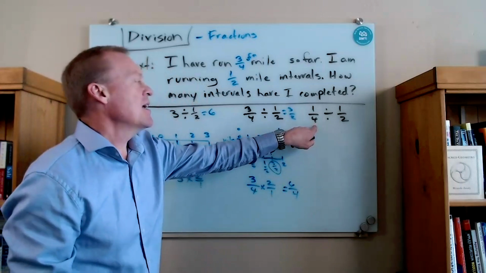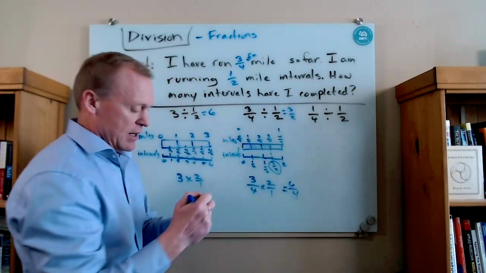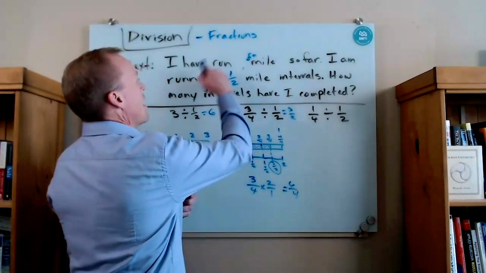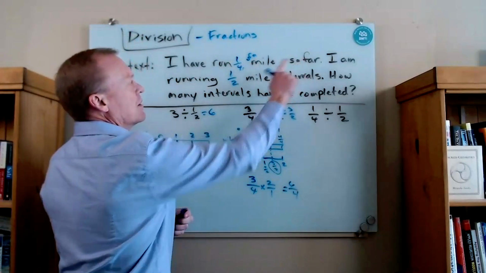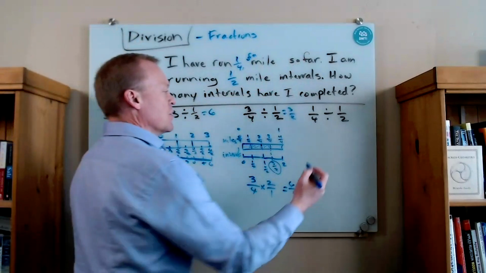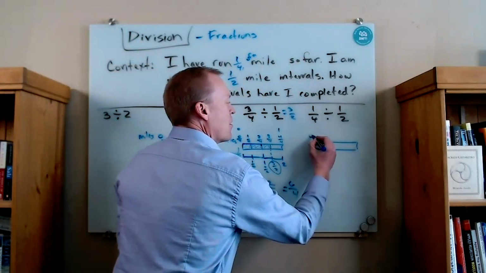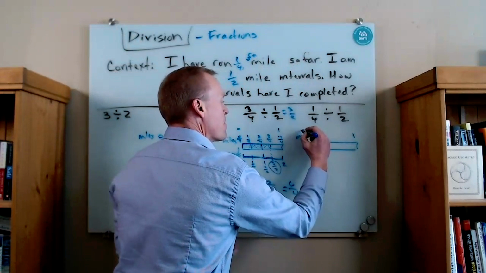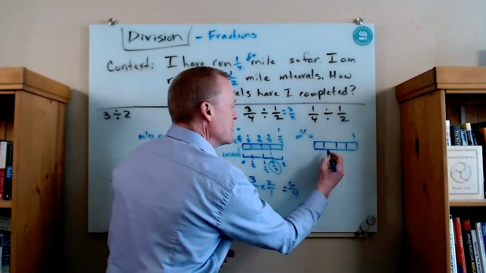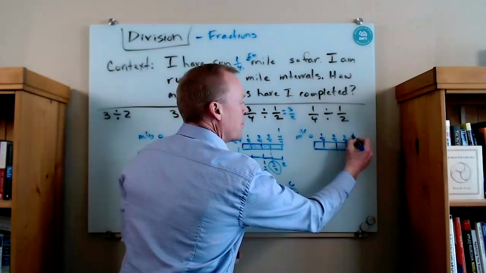Now the dividend is actually smaller. Let's take a look at what that looks like. Okay, now we're going to erase our numbers here. Now I've run 1/4 of a mile so far. I'm running 1/2 mile intervals. How many intervals have I completed now? Same type of work. I'm going to map out 1 mile over here, but I've only run a 1/4, so I'm going to partition my 1 into 4 equal sections. There's my 1/4, 2/4, 3/4, 4/4.